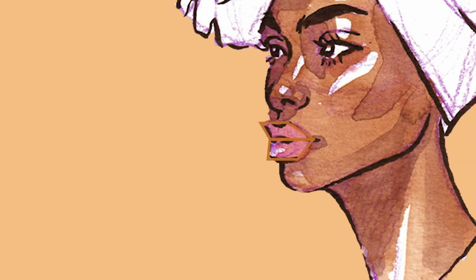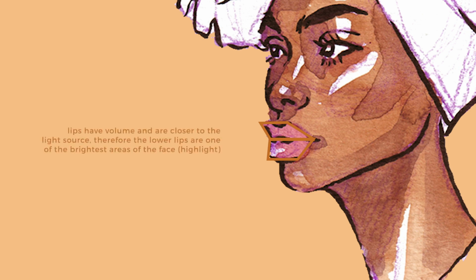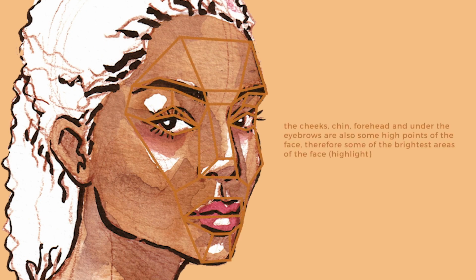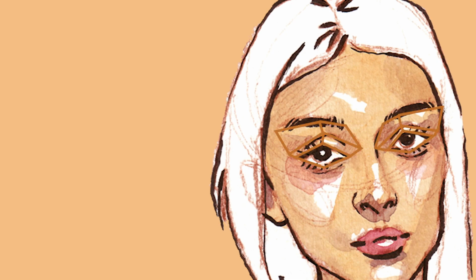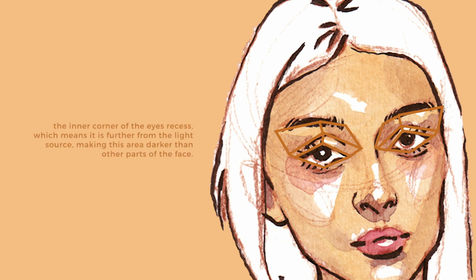Number 2, the lips also have some volume to it. Lips can vary in thickness, therefore the volume and the height also varies, but nonetheless, lips tend to have height. Number 3, the cheeks, the forehead, the chin, and under the eyebrow are also some of the high points of the face. And number 4, the eyes are commonly sunken in compared to the other facial features. However, the degree of this can vary based on different eye shapes. Nonetheless, the fact that the inner corner of the eyes recess means that it is farther from the light source, therefore making it a commonly dark area.